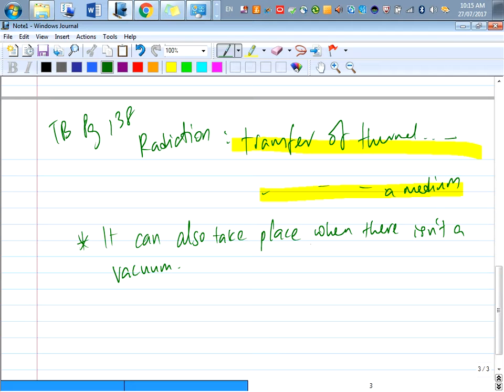When we step out into the sun, into the field right now, we're going to feel the heat. There is air around us. Radiation can take place in the presence of air also. It doesn't take place only in a vacuum. But its characteristic is that it is the only type of heat transfer that can take place in a vacuum. You know the difference, right?